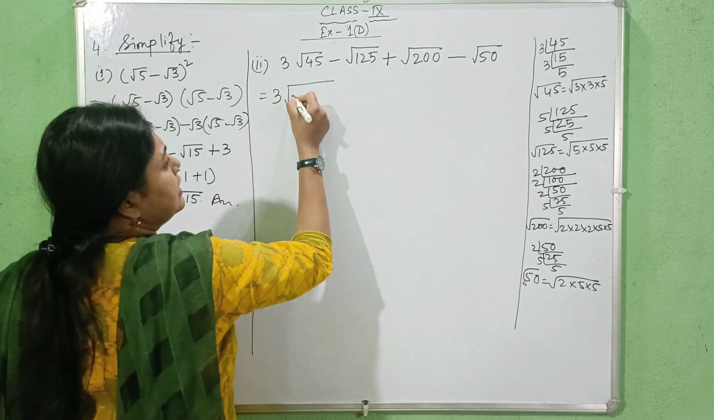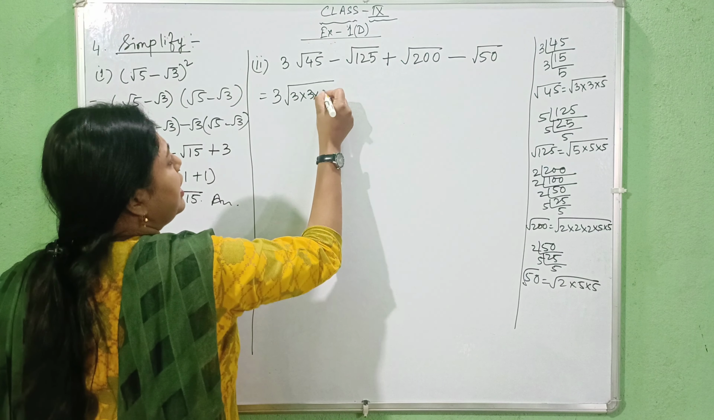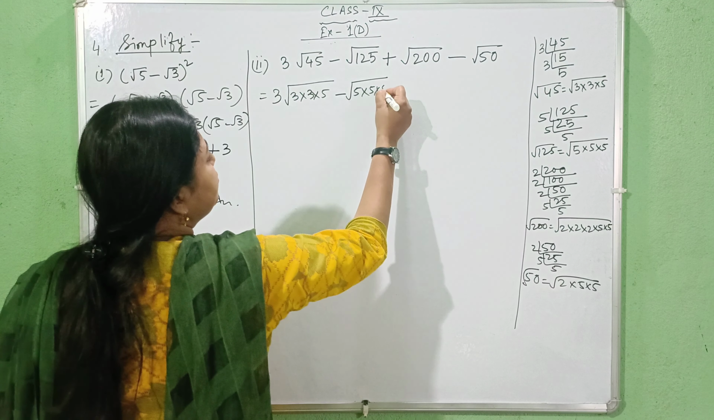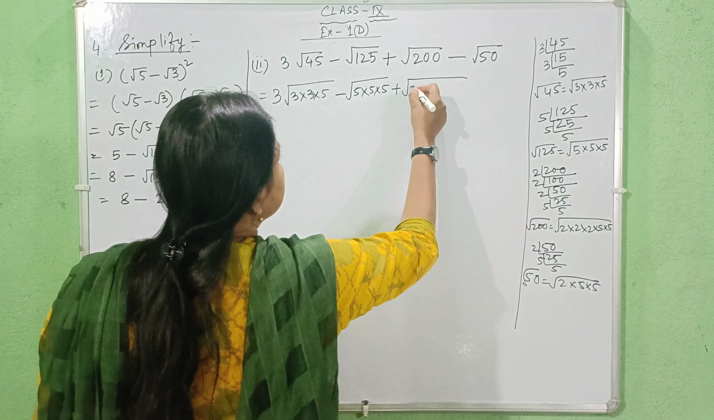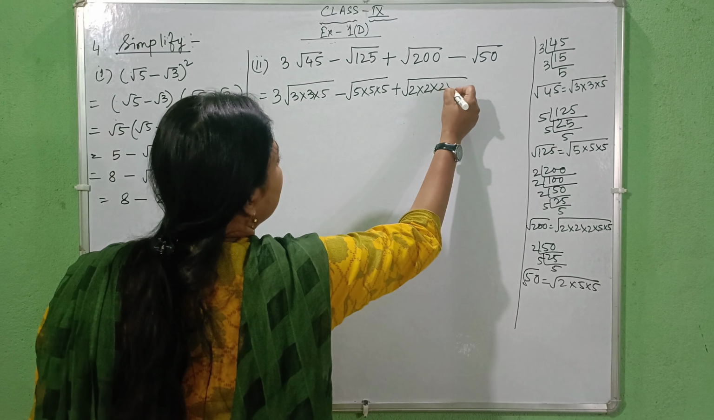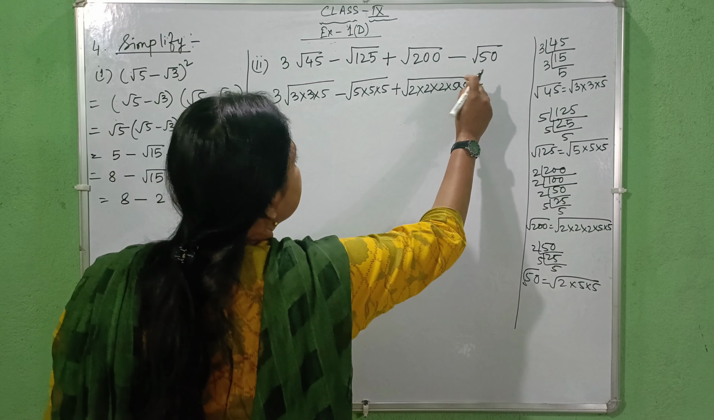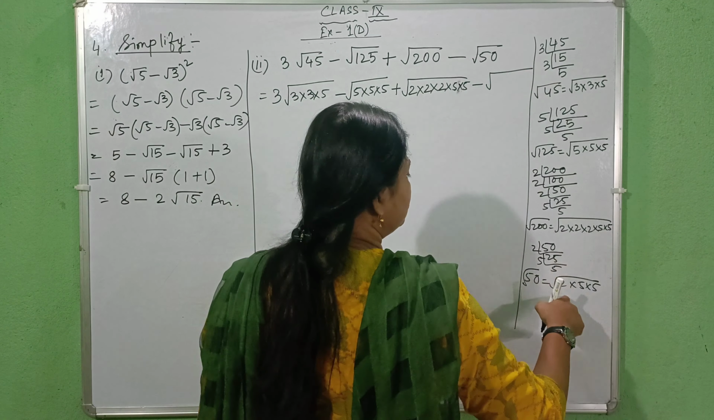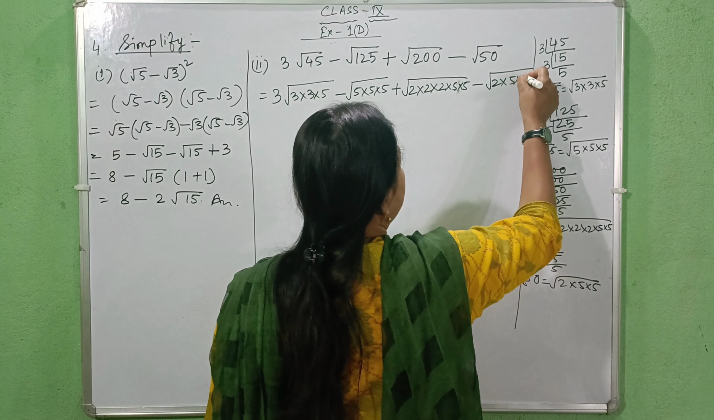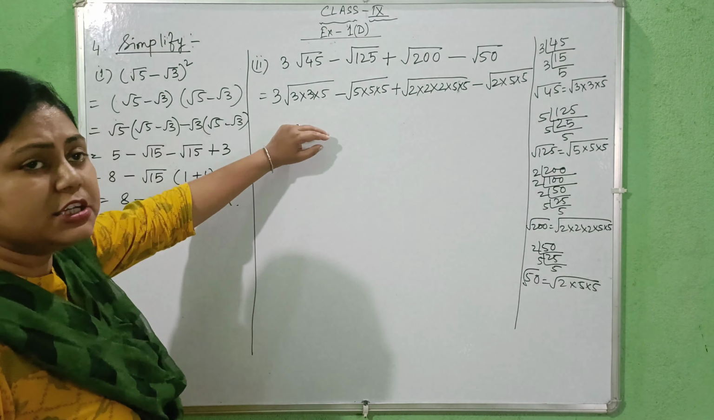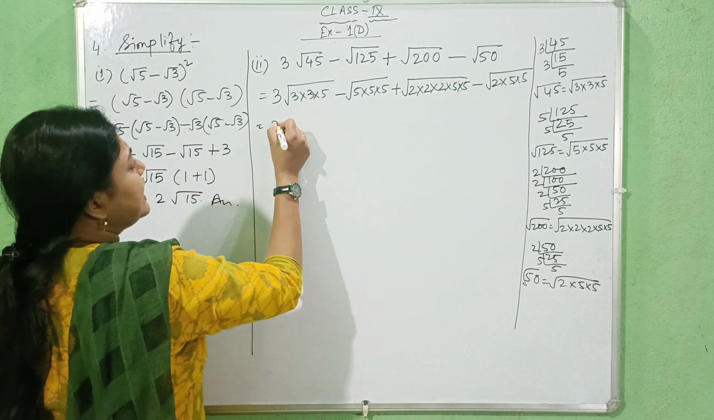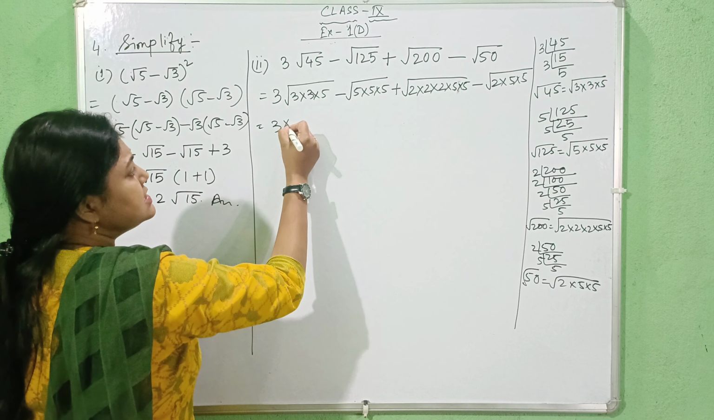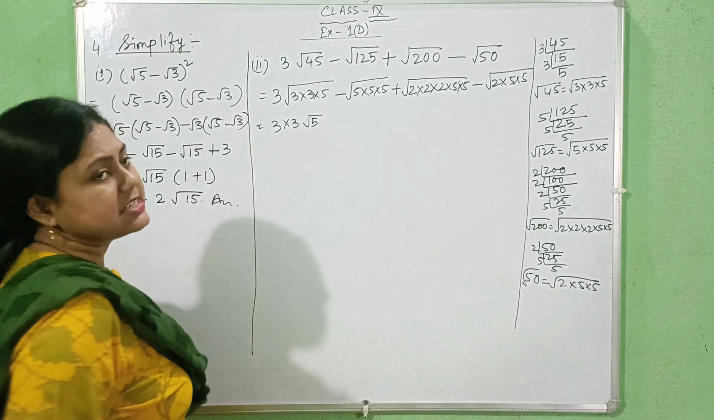3 into root under 3 into 3 into 5, minus root under 5 into 5 into 5, plus root under 2 into 2 into 2 into 5 into 5, minus root 50 equals 2 into 5 into 5. Right? This much you understood? After that, what can we take out from root? Two numbers are the same, 3 into 3. It means 3 will come out and root 5 will be as it is.